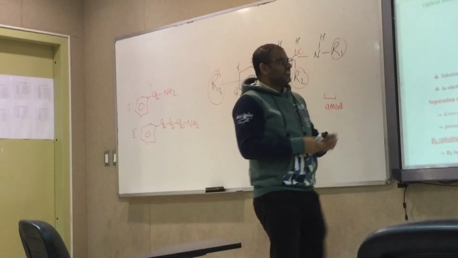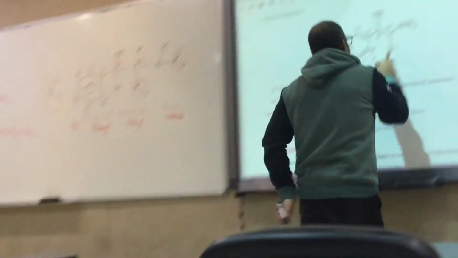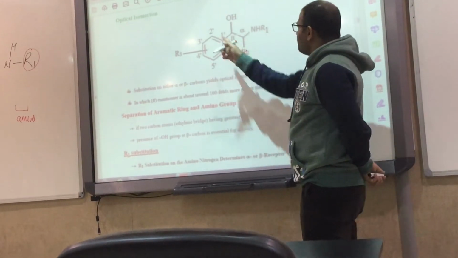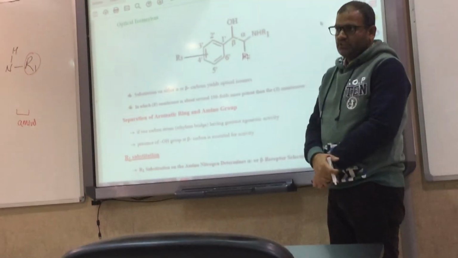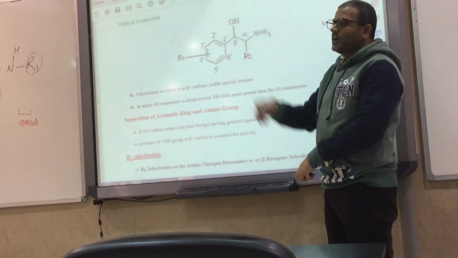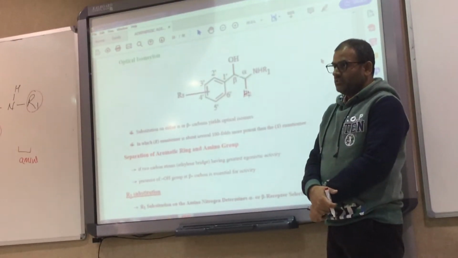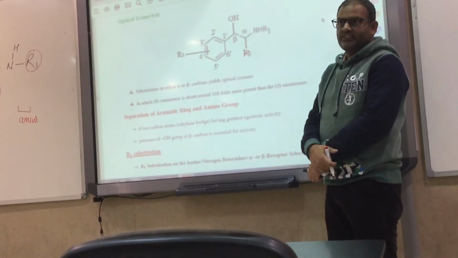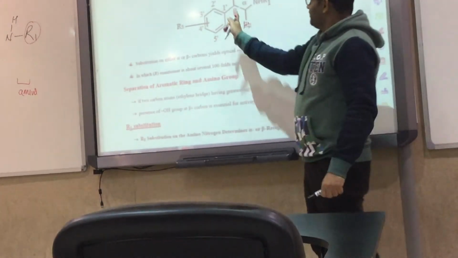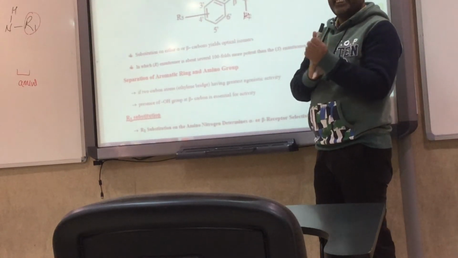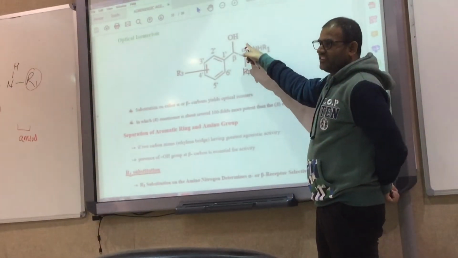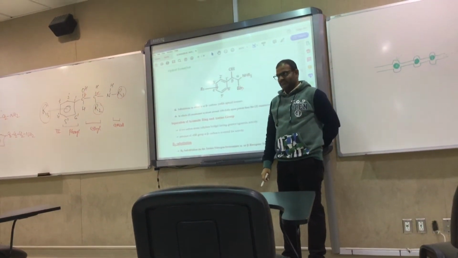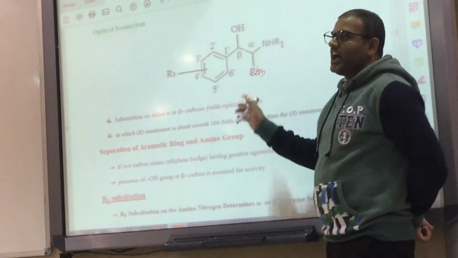Now see here, first line: if R2 is equal to H, then how many chiral carbons does the whole compound have? One, because only the beta carbon is chiral. Here we have hydrogen, here we have hydrogen. But if here we have CH3, then two. Very good.